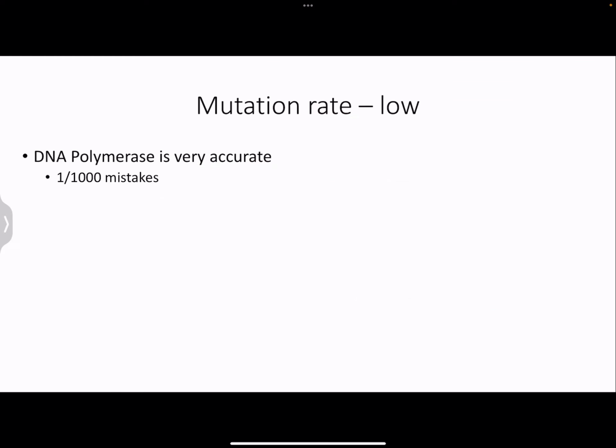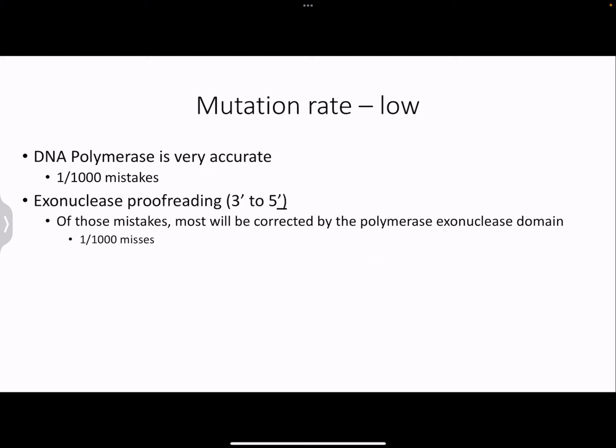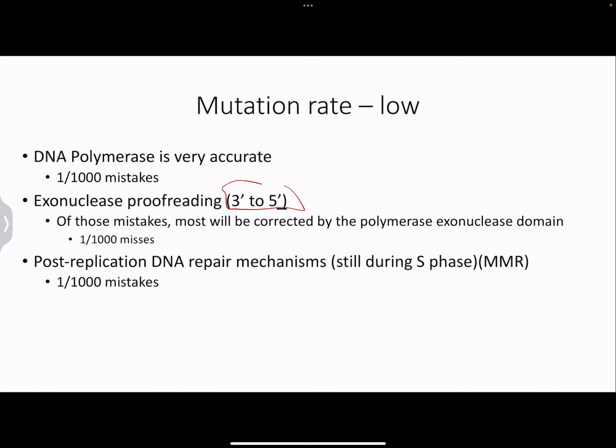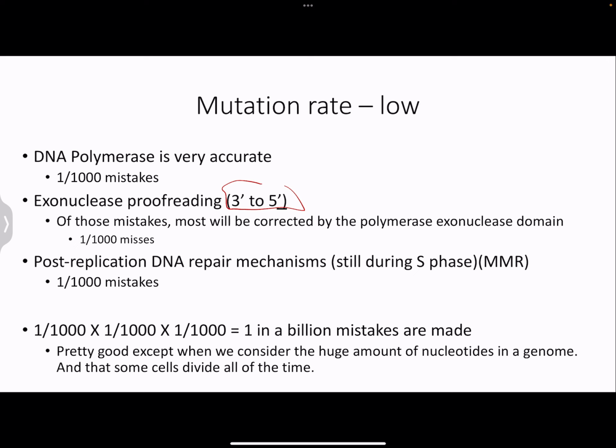DNA polymerase is pretty good, makes 1 in 1,000 mistakes. It has a proofreading domain, which is pretty much the only thing I can think of that moves in the 3' to 5' direction. This is also pretty good, 1 in 1,000 mistakes. And then we have mismatch repair to see if we screwed up and put like an A with a G or something like that. That's also pretty good, 1 in 1,000 mistakes. 1 in 1,000 times 1 in 1,000 times 1 in 1,000 is 1 in a billion.